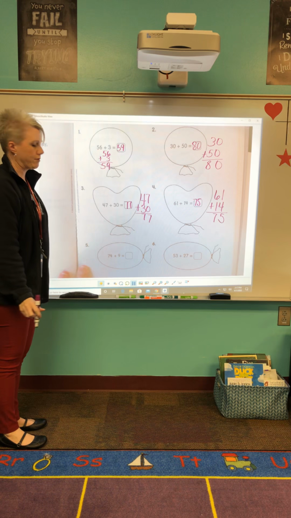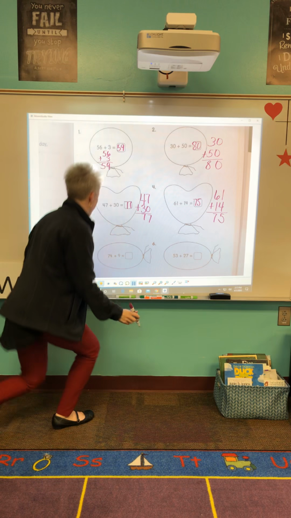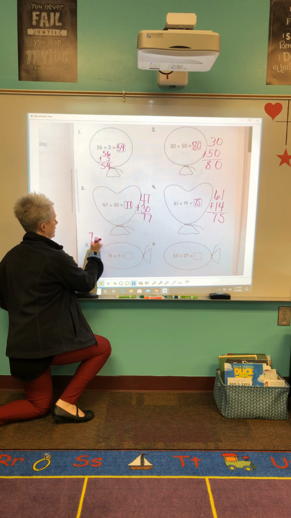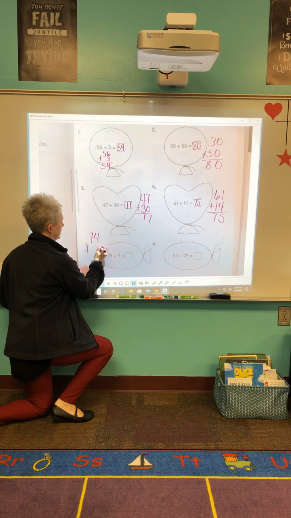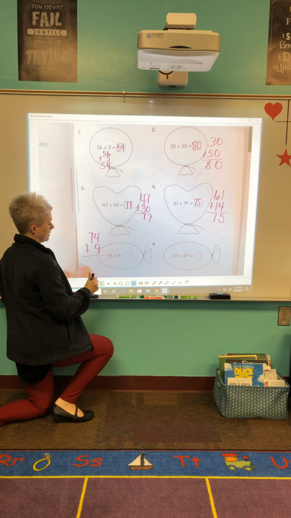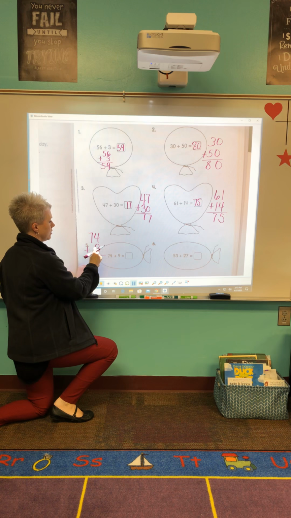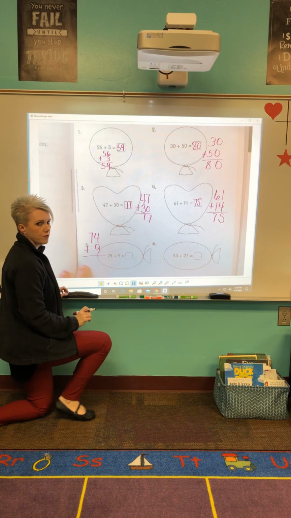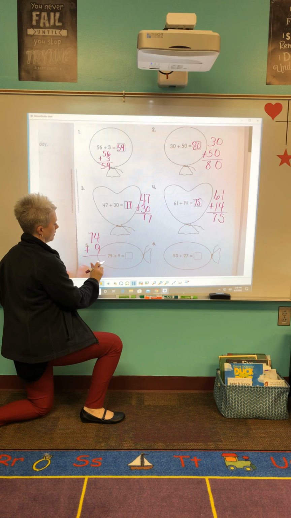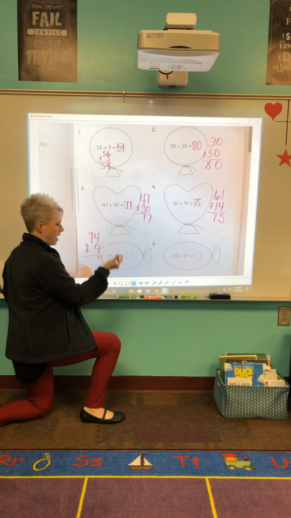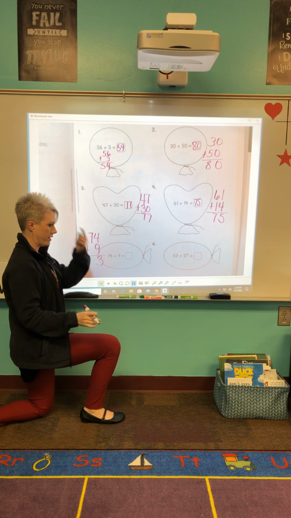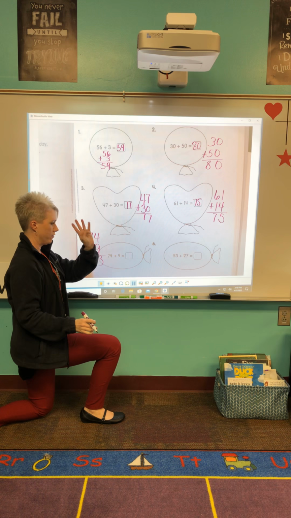74 plus 9. I bet we're going to have to regroup on this addition. Let's stack it up. 74 plus 9. Remember, when we regroup in addition, we have to carry, okay? So 9 plus 4. What is 9 and 4 more? Good job. 13. We can pop 9 in our head and count up 4. 9, 10, 11, 12, 13.